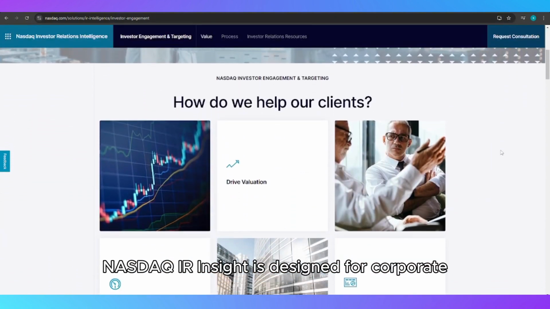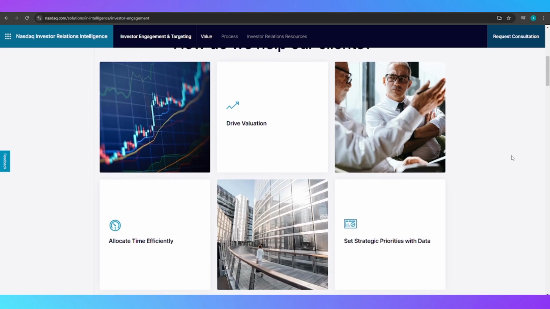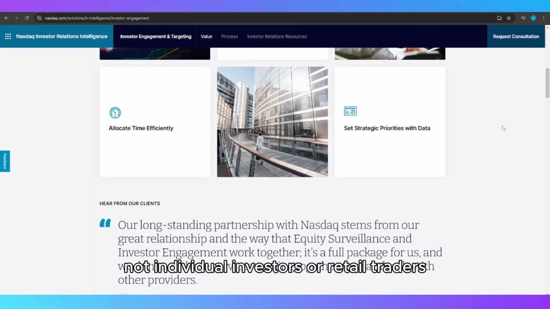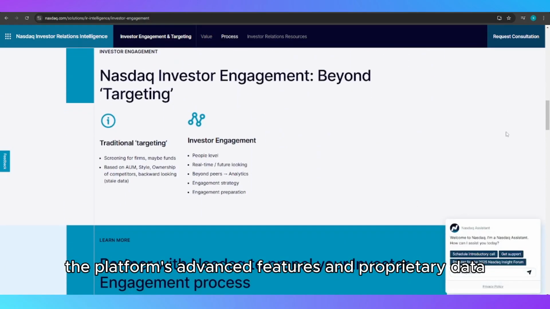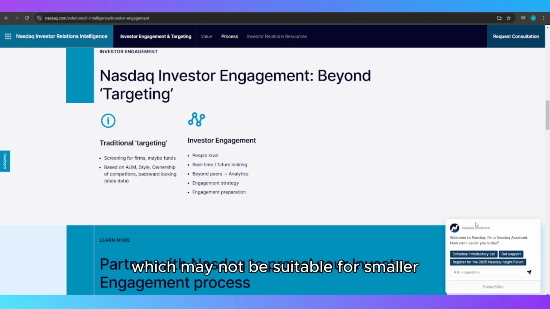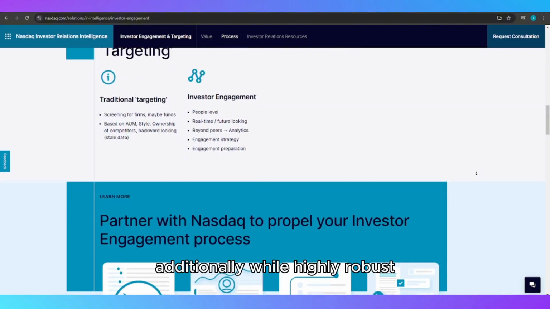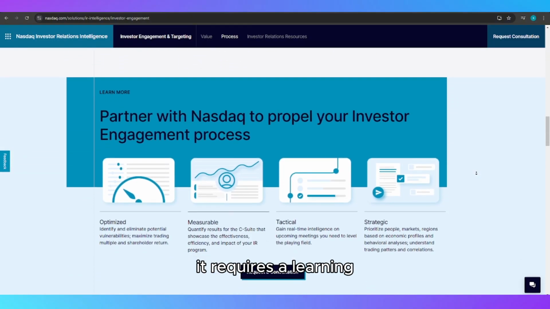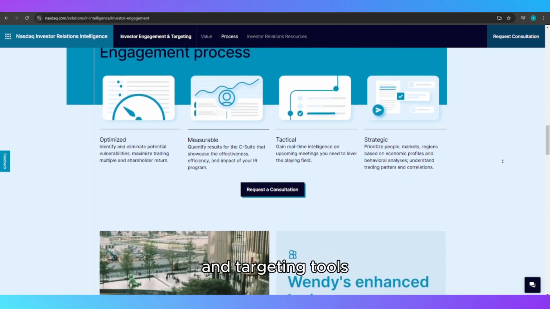Despite its strengths, Nasdaq IR Insight is designed for corporate investor relations professionals, not individual investors or retail traders. The platform's advanced features and proprietary data come at a premium cost, which may not be suitable for smaller public companies with limited IR budgets. Additionally, while highly robust, it requires a learning curve to fully leverage its analytics and targeting tools.